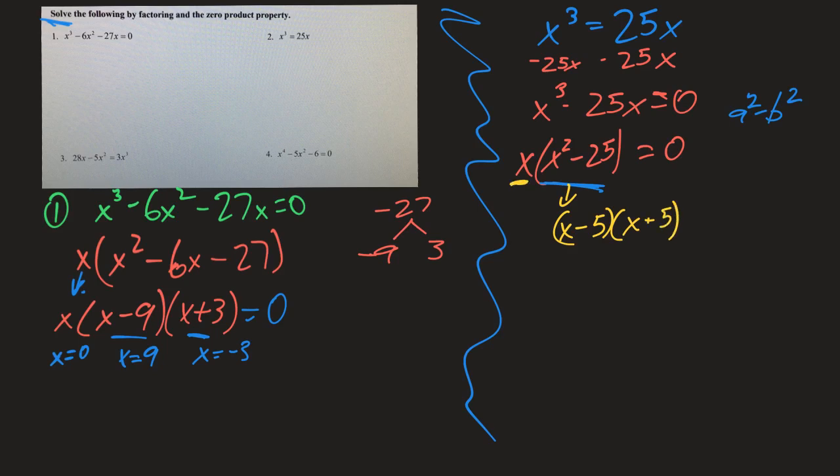Don't forget our little x out here. We're going to bring that guy down too, equal to 0. And we're going to get 3 solutions from this. We've got that plain old x by itself equal to 0. x minus 5 equals 0, so we get x is 5, and this one giving me x equals negative 5. All right, let's take a look at number 3.